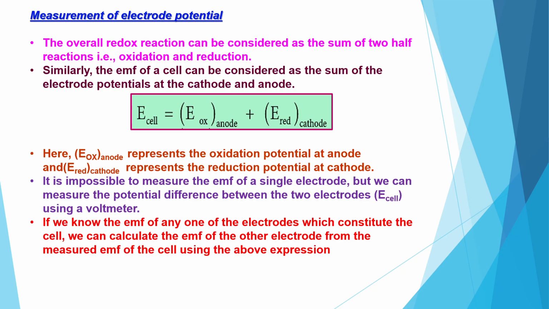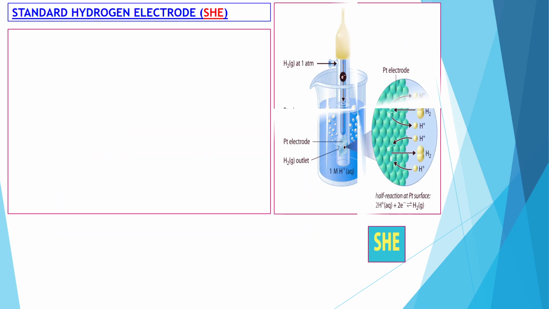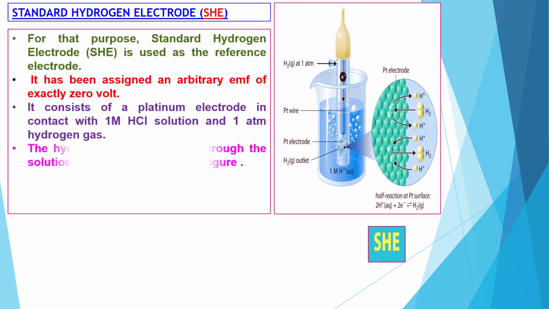If we know the EMF of any one of the electrodes which constitute the cell, we can calculate the EMF of the other electrode from the measured total EMF of the cell by using the above expression. And that's how the reference electrode idea is coming. So reference electrodes are those whose EMF is known to us. Like that, standard hydrogen electrode is one of those reference electrodes.